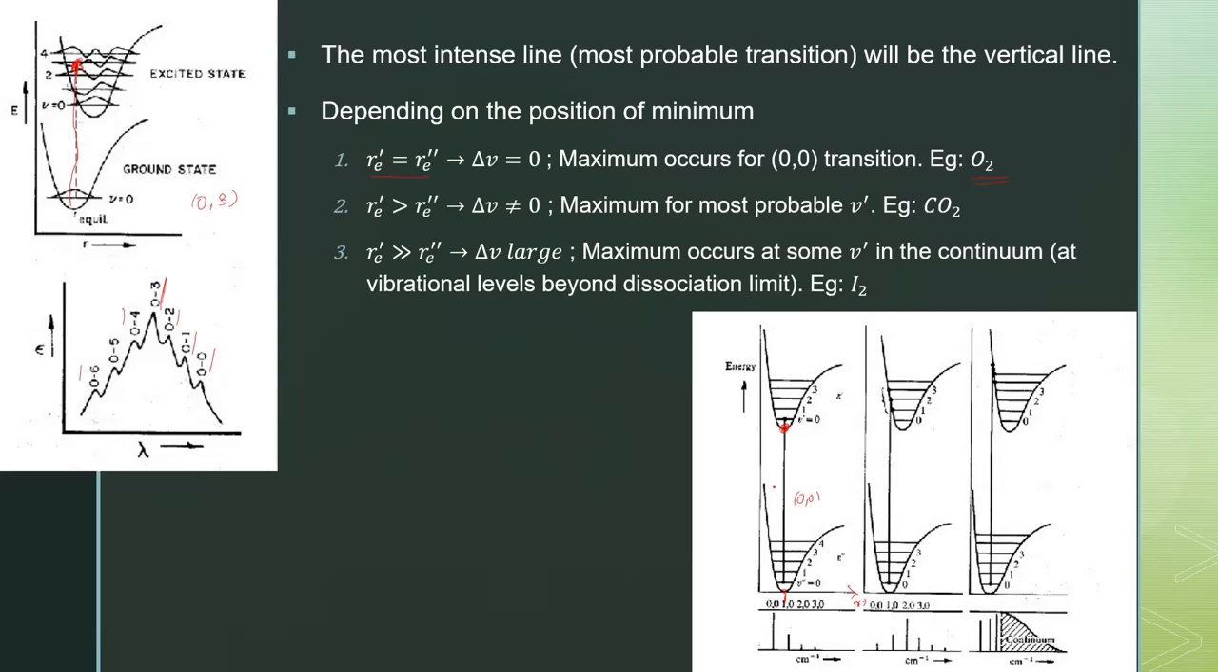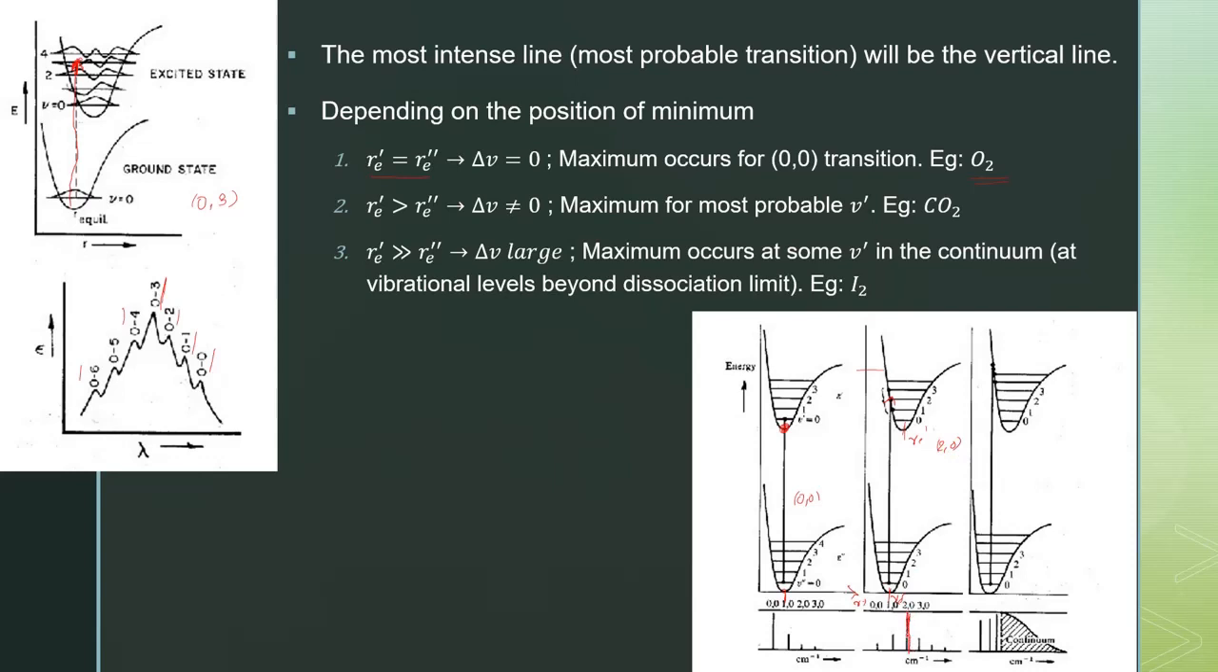Another case is when the Re dash, that is the excited state bond length, is higher than the minimum of the ground state, that is Re double dash. So when Re dash and Re double dash are separated, and if Re dash is shifted towards this end. Similarly in both the cases, here the delta V is not equal to 0 and the most probable transition will be where the vertical line is going to meet. Here the vertical line is meeting at 2. So here the 2,0 transition is the highly probable one.